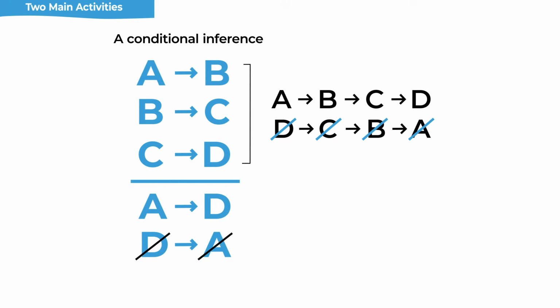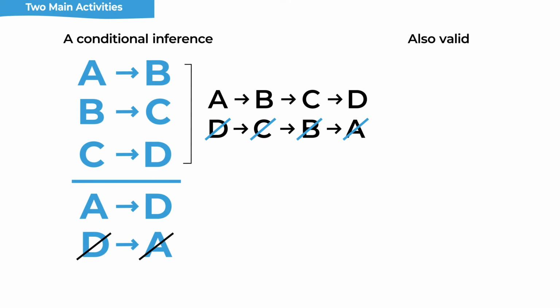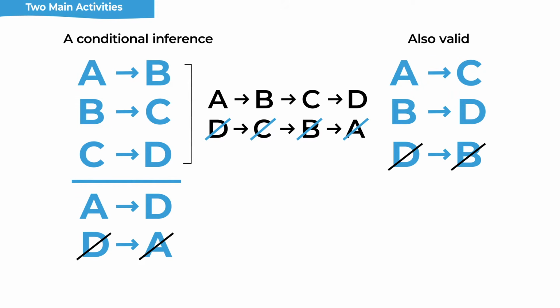not B, not A. Now, LSAT normally rewards our ability to connect the beginning of the chain to the ending of the chain, but other times they test us on intermediate inferences, so it's also valid to derive that A leads to C, B leads to D, not D leads to not B, not C leads to not A.